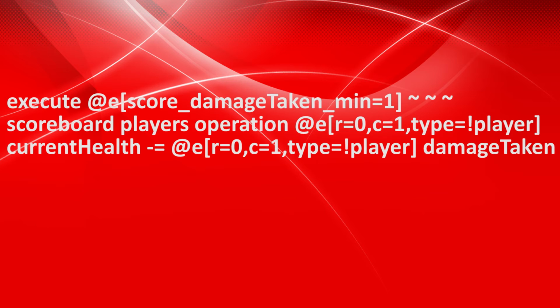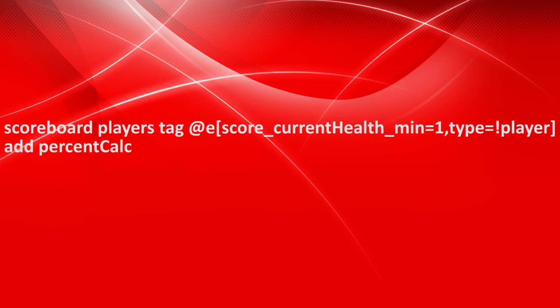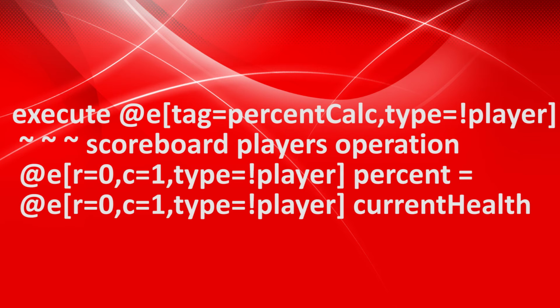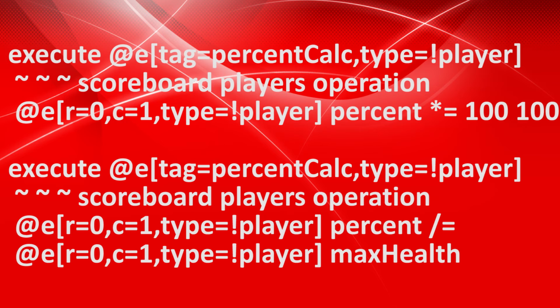Now we execute at the entity to subtract the value in its damageTaken score from its currentHealth score. I will get more into what currentHealth, maxHealth, and % do at the end. We can now reset the damageTaken score as we are about to run further calculations, but we no longer need it. Now we tag each entity who has a positive, non-zero value in currentHealth so that we can run all of the health calculations. Firstly, we set the entity's % score equal to its currentHealth score. We then multiply this value by 100 using one of the scoreboards we created earlier and divide the result by the entity's max health value.